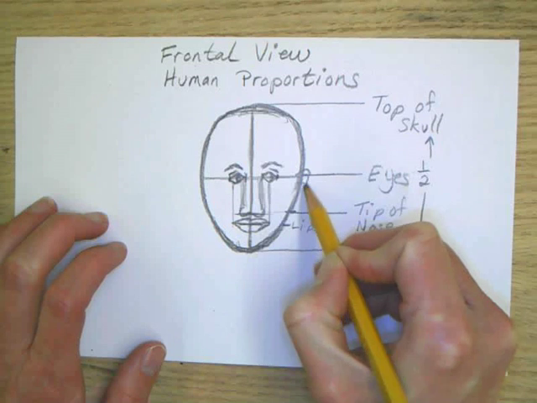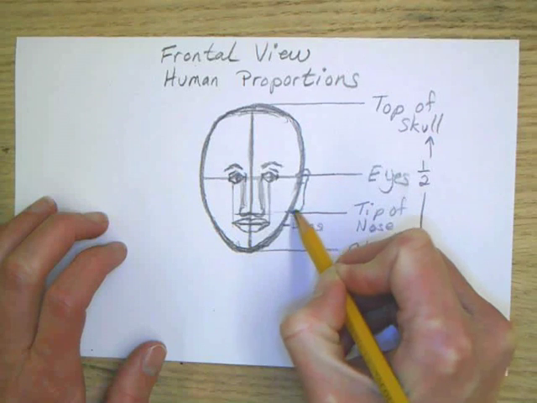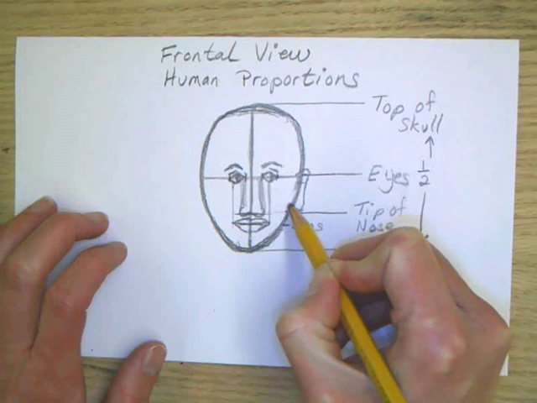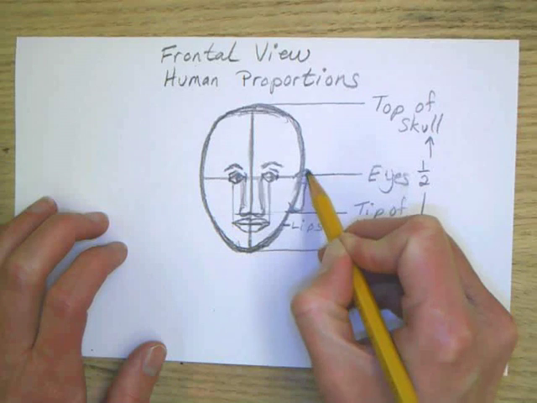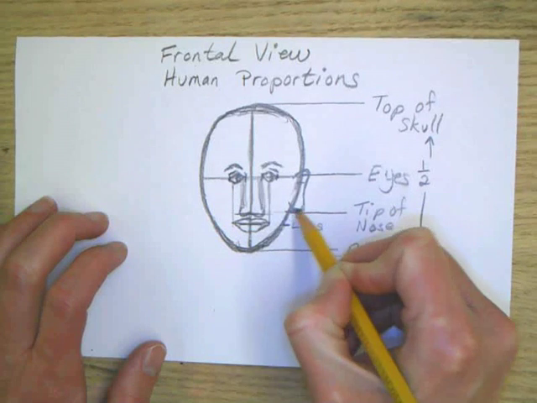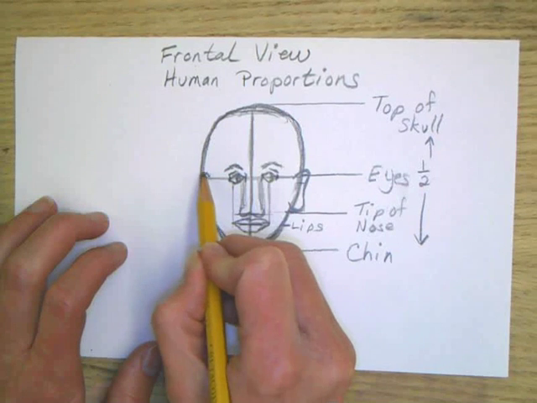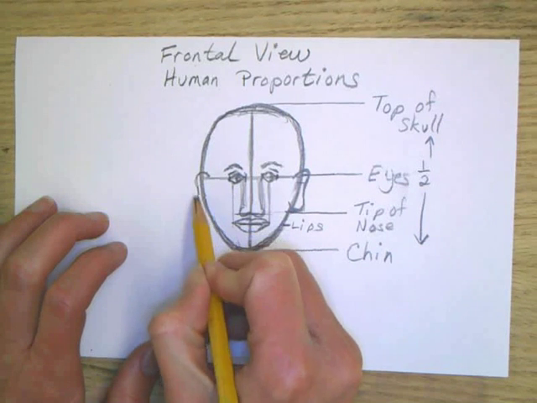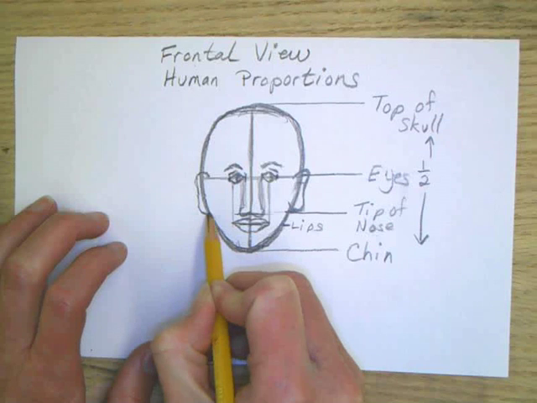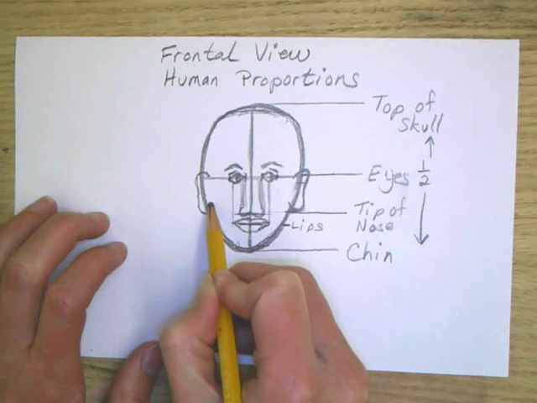His ears kind of stick out of his head. They come all the way down to the tip of the nose. Start on the eye level. They go up, back down, all the way to the tip of the nose.